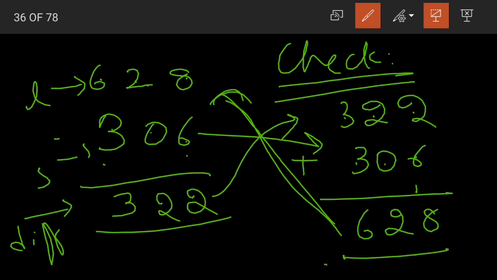So what can we conclude from this? We can conclude that the subtraction we did, the answer we got is correct.